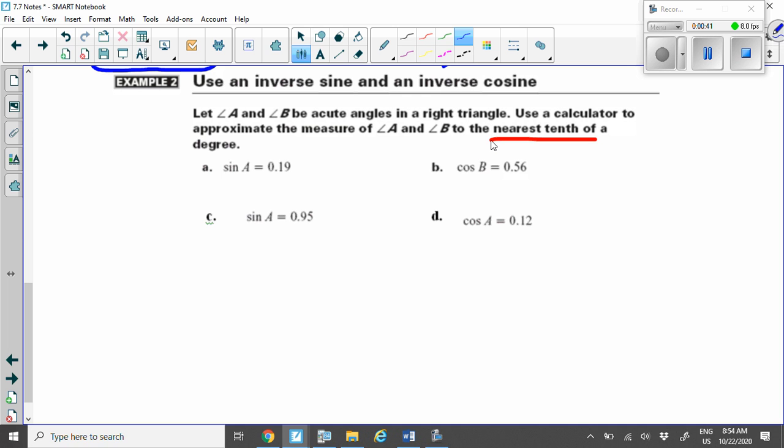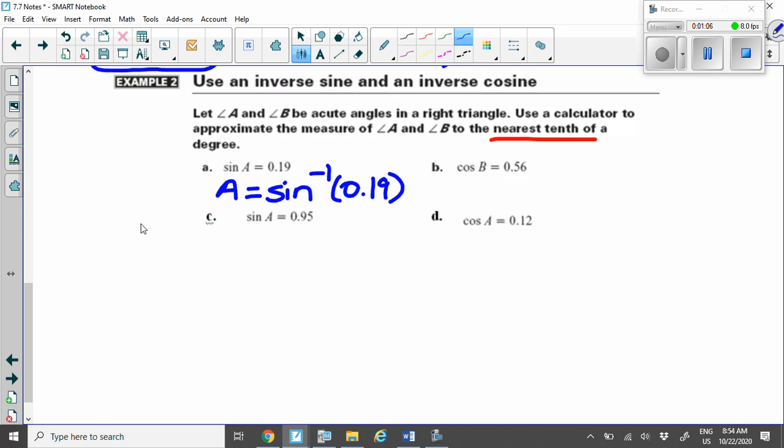So on example 2a, we have sine of A equals 0.19. Now, we are trying to solve for angle A. In order to do that, we need to move sine over. And when we do that, that is going to make sine the inverse. So I have inverse sine of 0.19, okay?